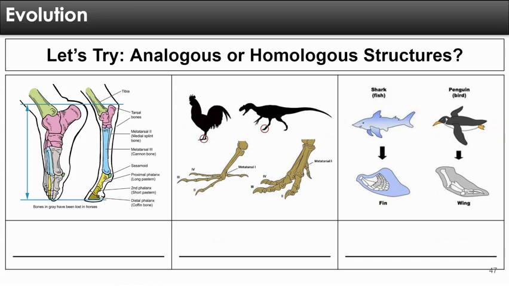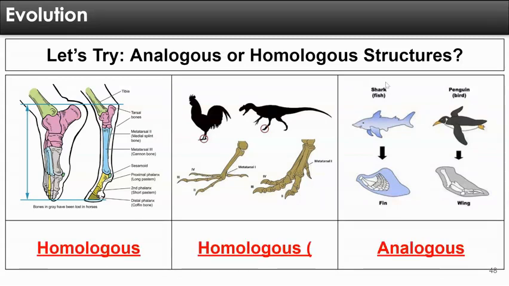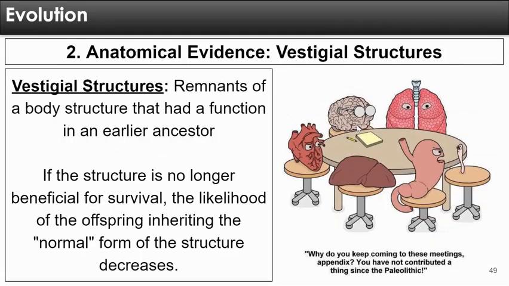All right, hopefully you had some time to talk about these examples and fill them in. Let's see if you got your answers correct. The first one would be homologous. The second one, those structures are homologous. And then the last structures are analogous. Pause if you need to, if you have any questions or want to talk it out a little bit further as far as why these are analogous or homologous.